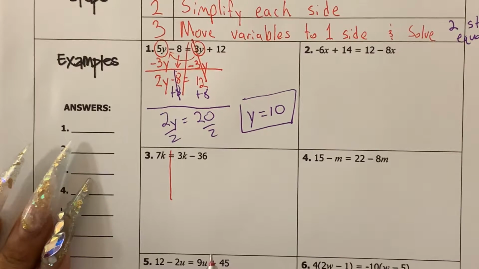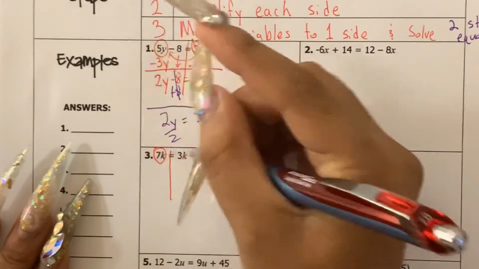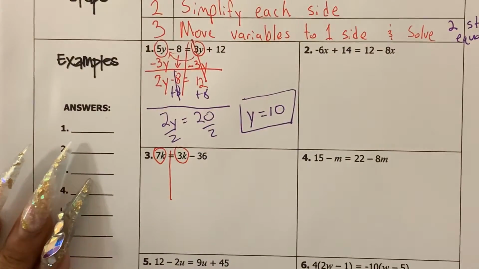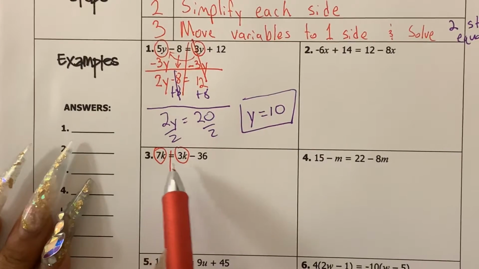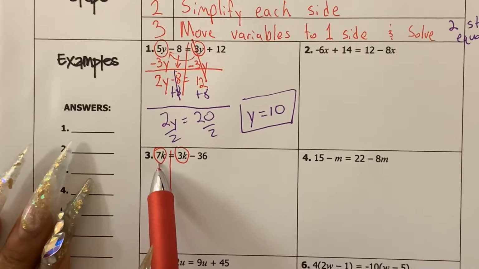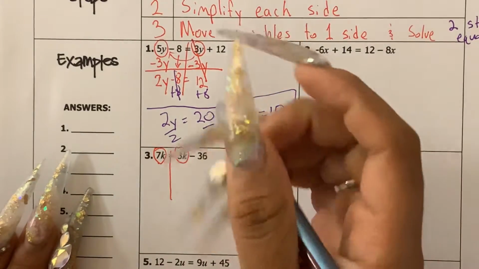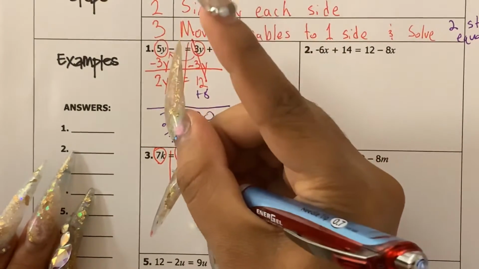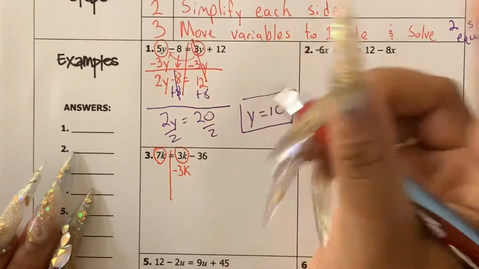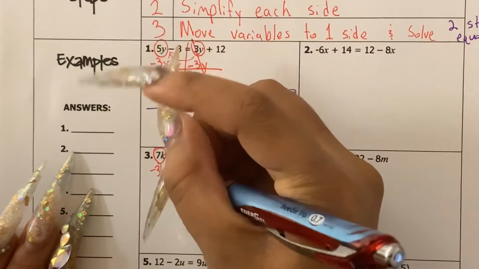Step 3, move the variables to one side. 7k and 3k are my variables. If I move this 7 over here, what's going to be left on the left side? Nothing. And you don't want that to happen. So I have no choice here. I have to move this 3k. So I'm going to do the opposite. I'm going to minus 3k.